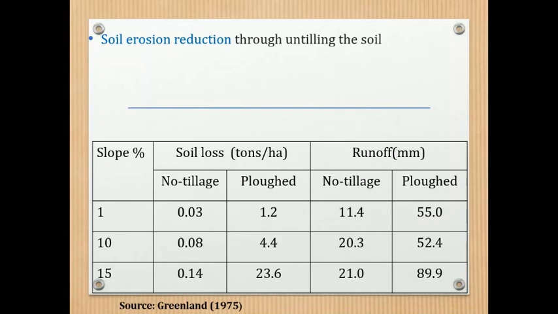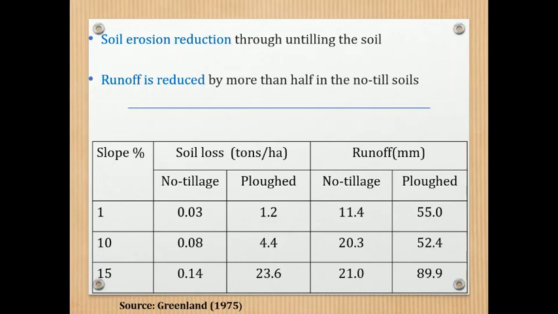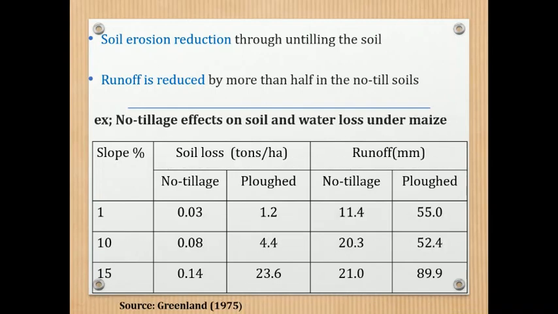Soil erosion can be reduced through leaving the soil untilled. Runoff is reduced by more than half in the no-till soils when compared with tilled soils. This table shows you the result of no tillage effects on soil and water loss under maize.